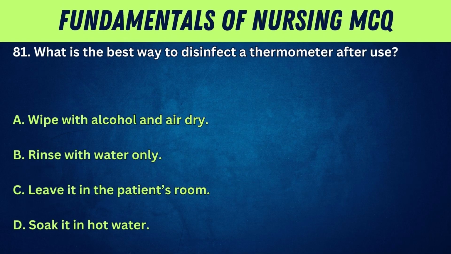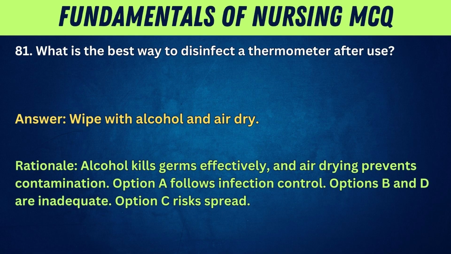81. What is the best way to disinfect a thermometer after use? A. Wipe with alcohol and air dry. B. Rinse with water only. C. Leave it in the patient's room. D. Soak it in hot water. Answer. Wipe with alcohol and air dry.